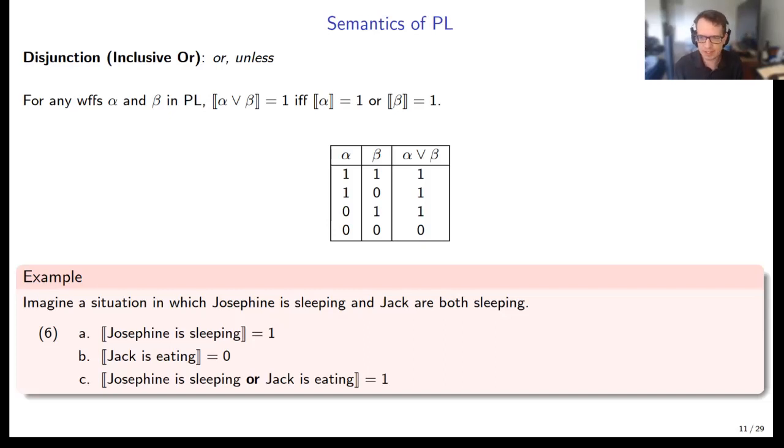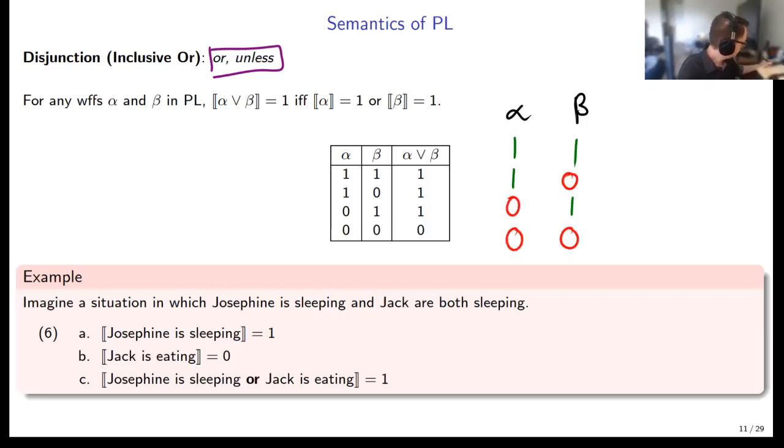So we're going to start with something called inclusive or. So inclusive or in English are words like or and unless. Now, inclusive or, we just set this up. And I'm just going to copy and paste this for convenience with colors.